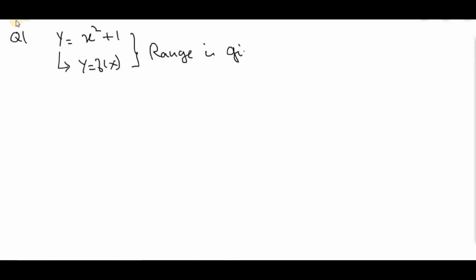So let's start with the questions. That is question number 1. We can say y is equal to x square plus 1. Now if we see this, we have the form y is equal to f of x, which means y in terms of x, and in the given question y is equal to x square plus 1, we have y in terms of x. So the range is given. Now we have to find out the domain for the function.